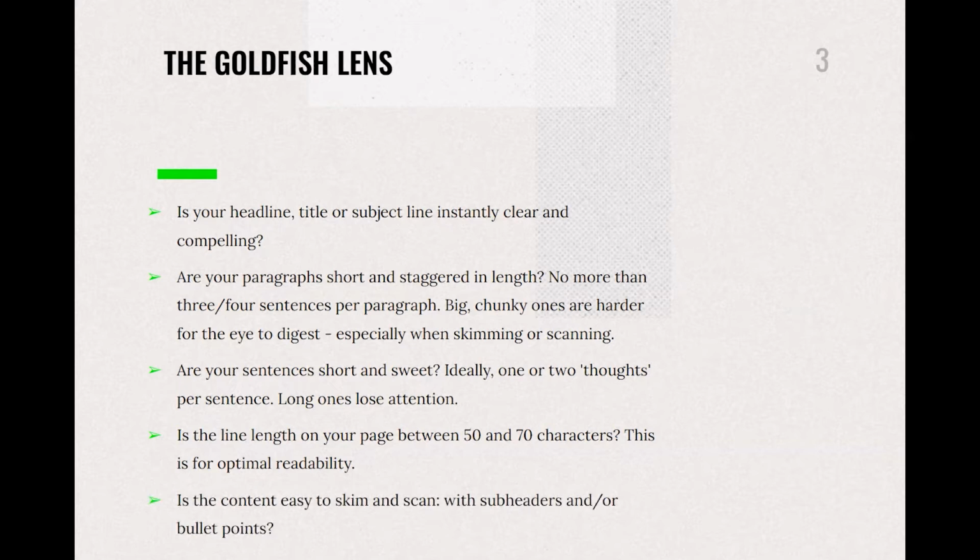Last point here: is the content or copy easy to skim and scan with subheaders and/or bullet points, and maybe other design elements? They're so important, especially with long form content, but even with copy on a page, a lot of people are skimming and scanning for the information that they want. So make it easy for them to do so.